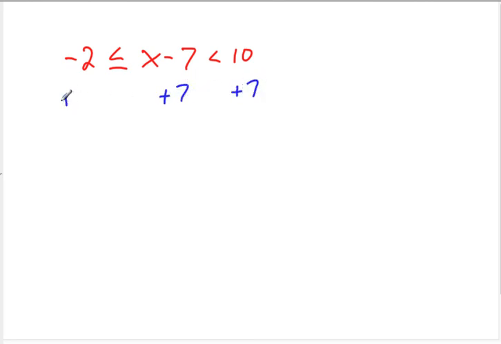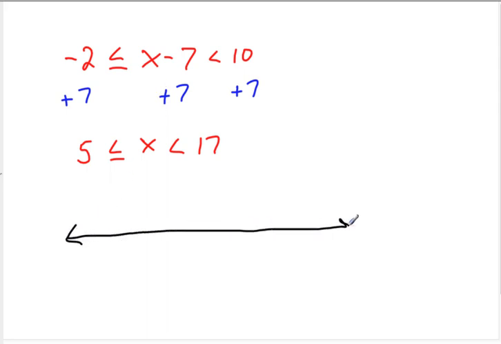Now we're going to have to do it to every part, right? So plus 7 to the left, plus 7 to the middle, plus 7 to the right. So we end up with 5 over here, less than or equal to x, right here. Was less than 17. And the way you graph that is you're actually going to have 2 boundary points. You're going to have one at 5, one at 17.